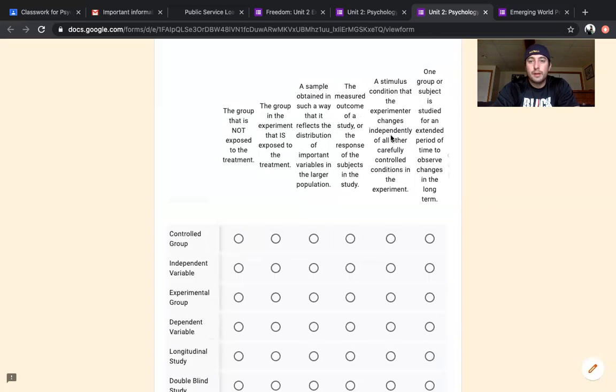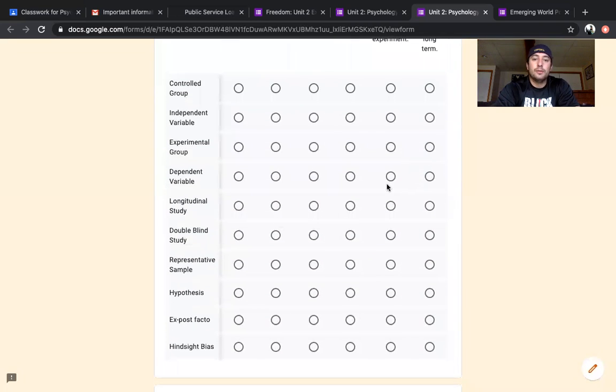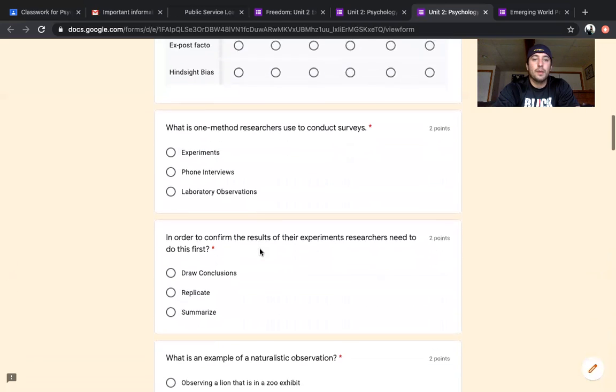One group or subject is studied for an extended period of time to observe changes in the long term. That is a longitudinal study. There it is. I couldn't find it right away.